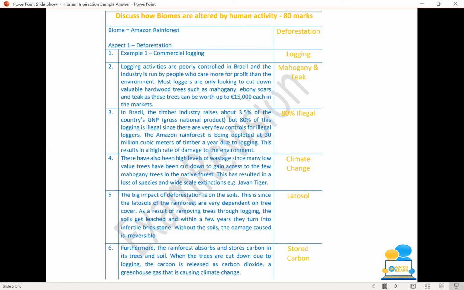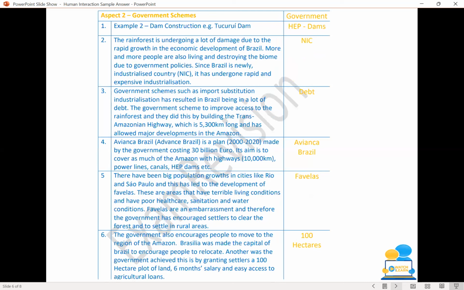So now what you do is you skip your line, you write in aspect 2 title, and we begin our second aspect. Our second aspect that we're going to focus in on is going to be government schemes. And again, we're putting in an example, the second example that we're allowed to get marks for within the marking scheme. And our example of a government scheme is dam construction, and this is the Curuá-Una Dam, okay, in Brazil. So let's get into it.